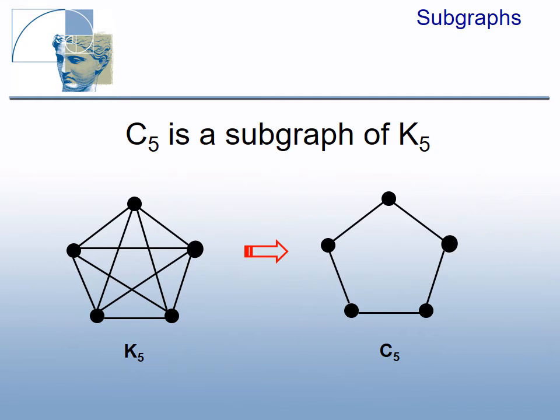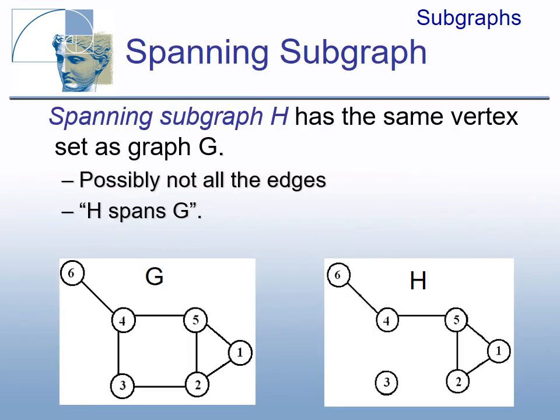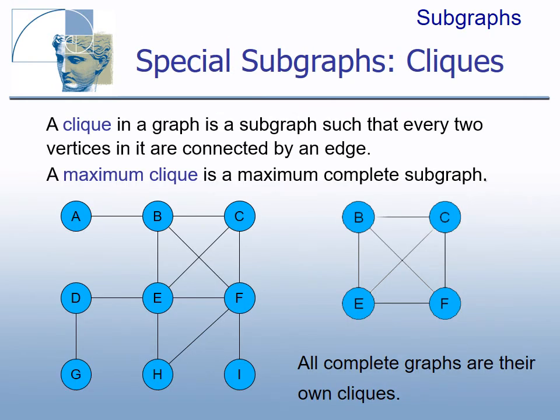For example, the cycle graph with 5 vertices is a subgraph of a complete graph. We have a special name for the cases as was shown in the previous slide. A subgraph that has the same vertex set as graph G is called a spanning subgraph. One can find cliques in a graph. A maximum clique is a maximum complete subgraph.